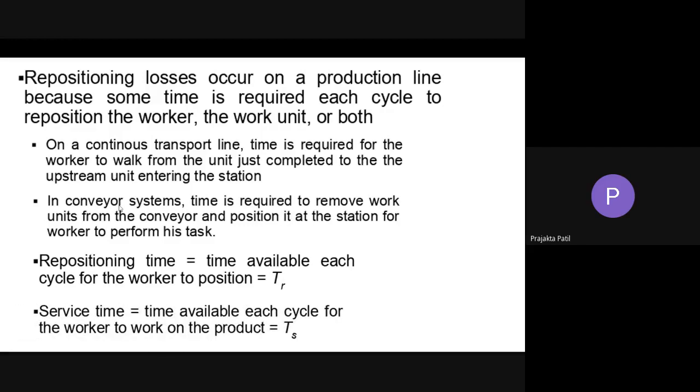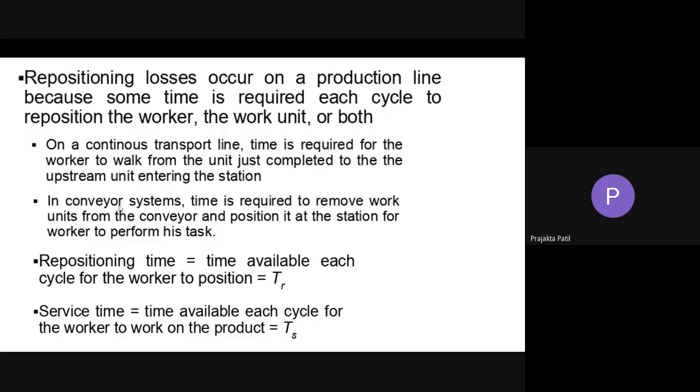So the repositioning time TR must be subtracted from the cycle time to obtain the actual available time remaining to perform the actual task on the workstation. That is nothing but the service time. Okay. So service time is symbolized by TSi, T subscript Si, where i just identifies the station.